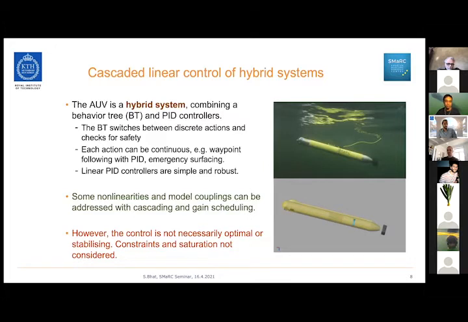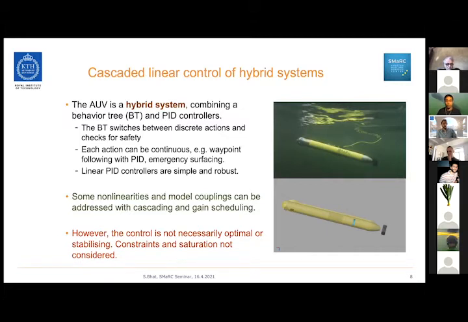This can include specific actions, like if you want to go to a waypoint, or if you want to hold a certain depth, or you want to explore a region. Each of these actions can be in continuous time, but each action is discrete in itself and you switch between them. So among these actions, we used PID controllers. So to go to a waypoint, we had a specific PID controller to control the yaw angle. We had another controller just to control the depth. We even cascaded these controllers together.